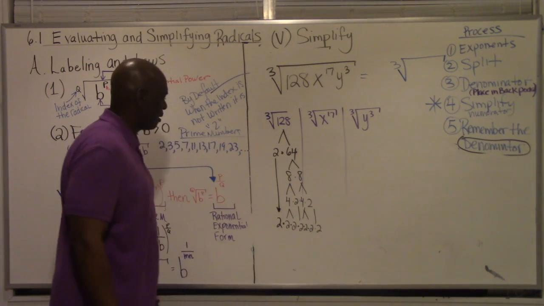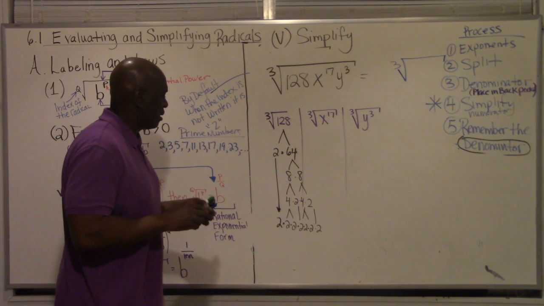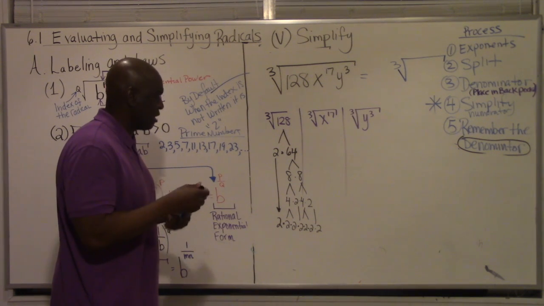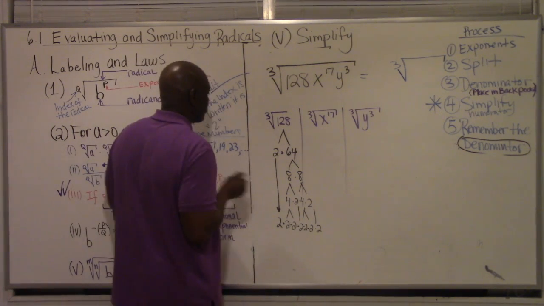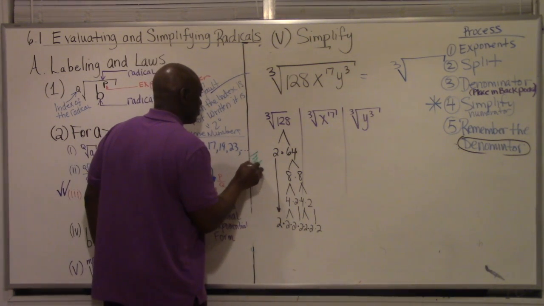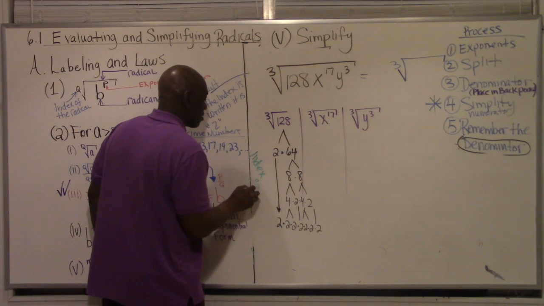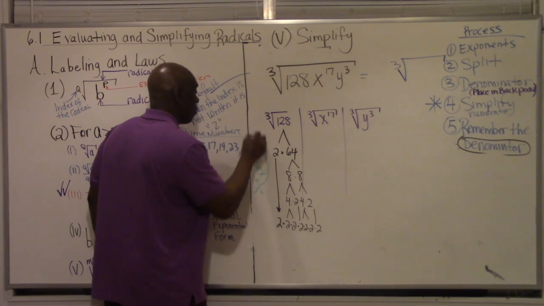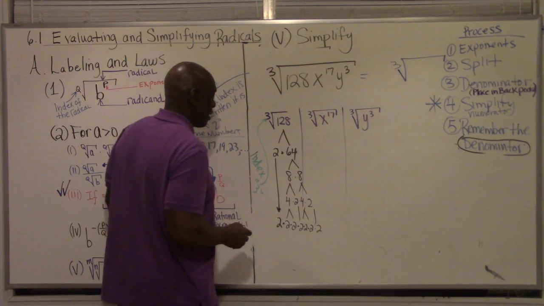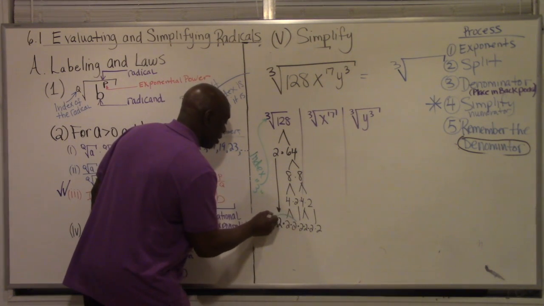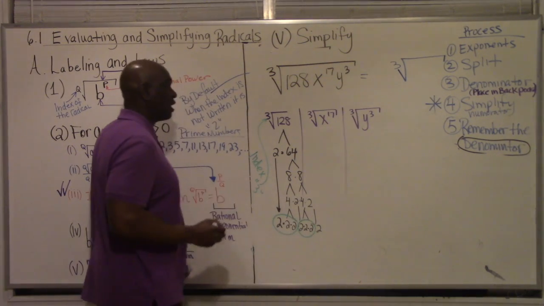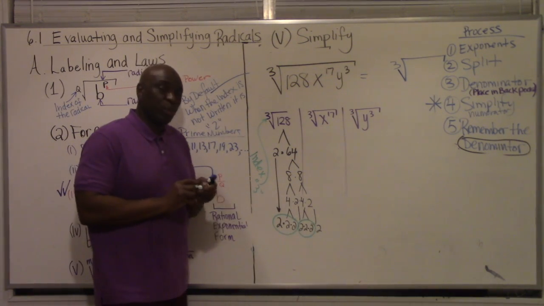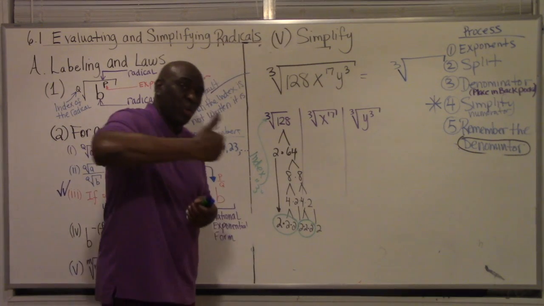Wow. That's a lot of 2's right there. That might work out pretty good. Let's see what we're going to get here. How are we grouping? What's the index? Index is 3. How do you know? There it is. So we're going to circle by 3's. Here we go. There's one group of 3. Here's another group of 3. And we're done. So we see what goes in and we see what goes out.